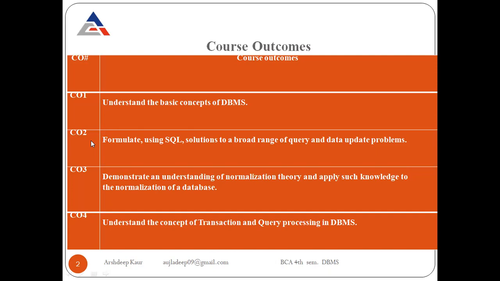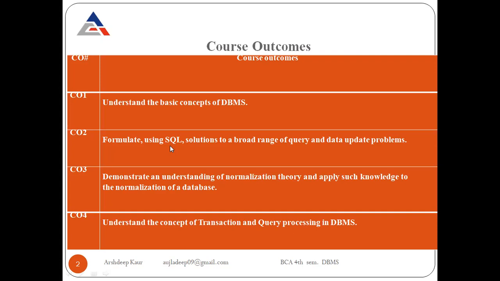Next, we have CO2. CO means course outcome. So course outcome 2 means formulate, and we will use SQL, that is structured query language. It is the language in which we give the commands. By using SQL, we can create a table, we can update the table, we can delete a table, we can drop a table, we can truncate a table, and we are able to do some updations in the table. We can insert the values in the table. In the practical class, we will discuss everything in detail. We have our commands in SQL.